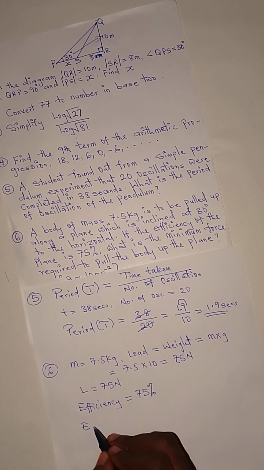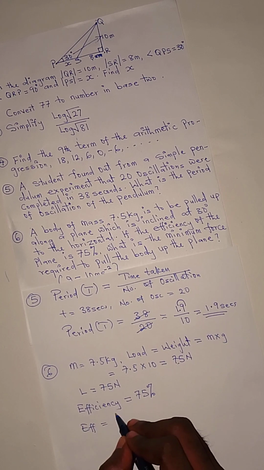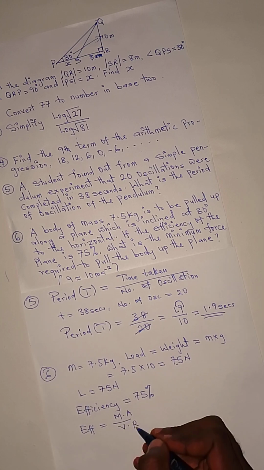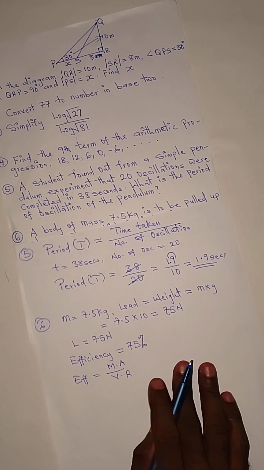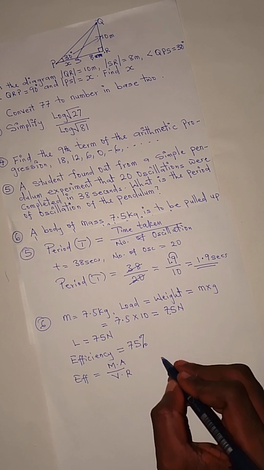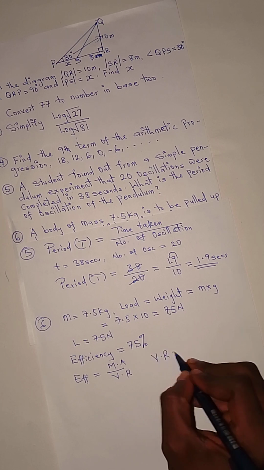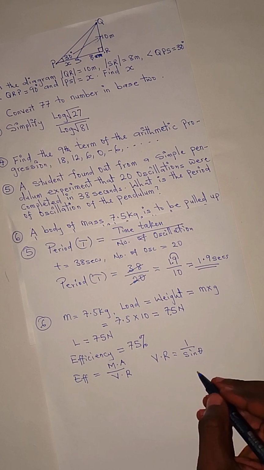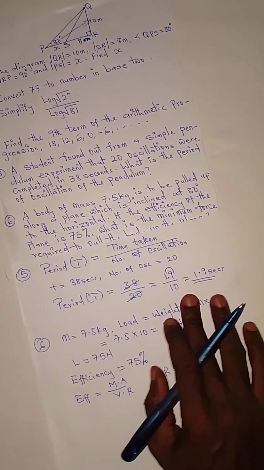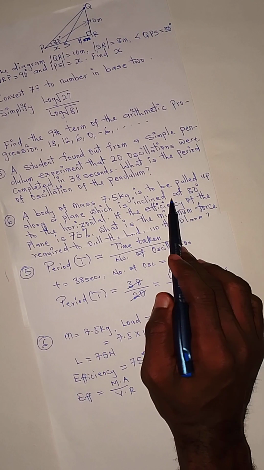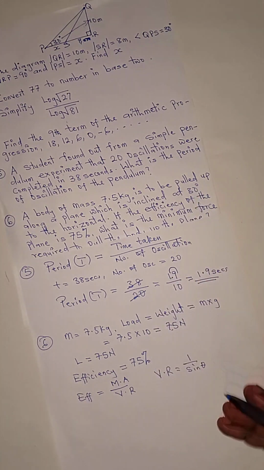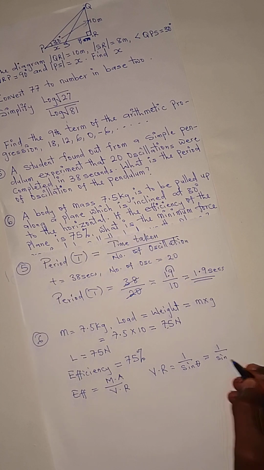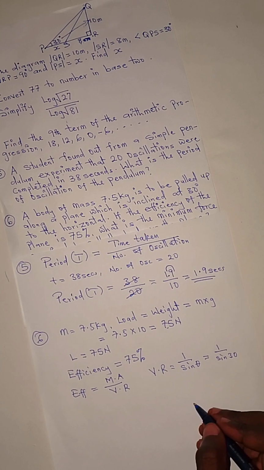And we know that efficiency is equal to mechanical advantage all over velocity ratio. And velocity ratio is equal to 1 all over sine theta. The sine theta is the angle, like here now. The sine theta is this angle, 30 degrees. So we can say that velocity ratio is equal to 1 all over sine 30.